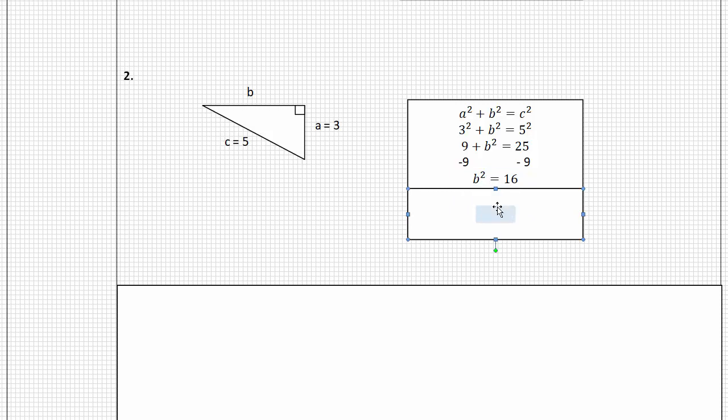As we show our work and solve this problem, we want to undo squaring a value, which means we're going to take the square root of both sides. What number multiplied by itself twice equals 16? What is the square root of 16? If you got the answer that b equals 4, you are correct.